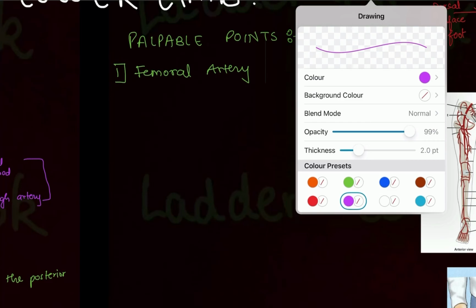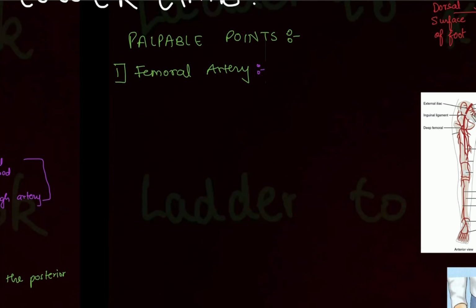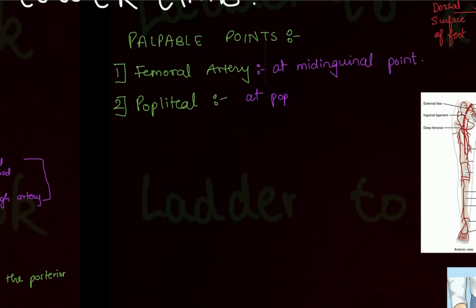Now this femoral artery can be palpated at the mid-inguinal point. The exact middle of the inguinal ligament is called the mid-inguinal point. The second artery is the popliteal artery. Now it is hard to palpate, but still it is possible. So popliteal artery, write down, it can be palpated at the popliteal fossa. So that is behind your knee joint.